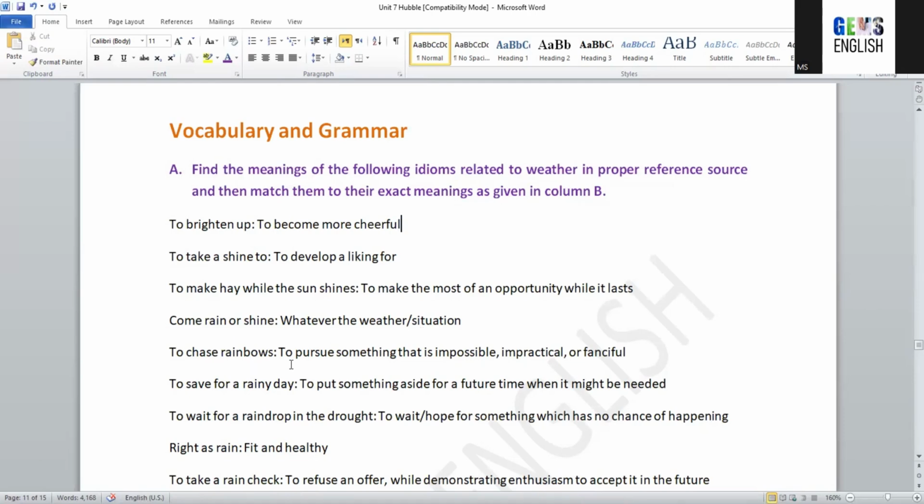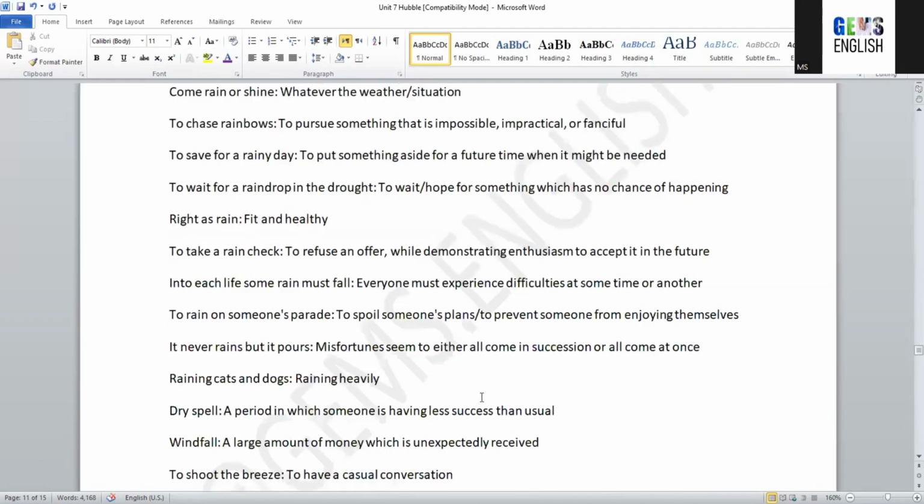To chase rainbows: to pursue something that is impossible, impractical, or fanciful. To save for a rainy day: to put something aside for a future time when it might be needed. To wait for a raindrop in the drought: to wait or hope for something which has no chance of happening. Right as rain: fit and healthy. To take a rain check: to refuse an offer while demonstrating enthusiasm to accept it in the future.